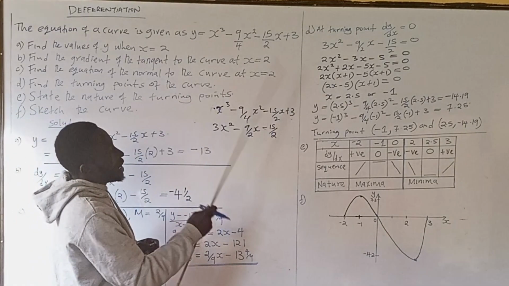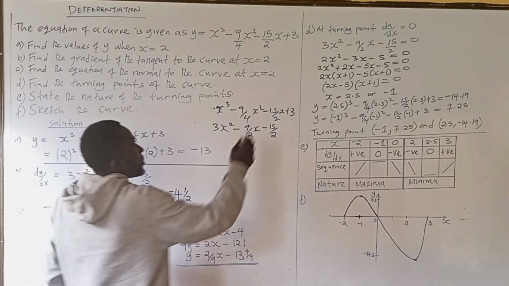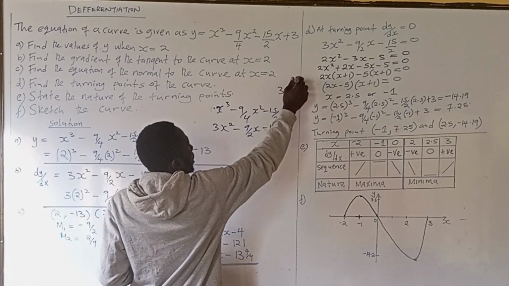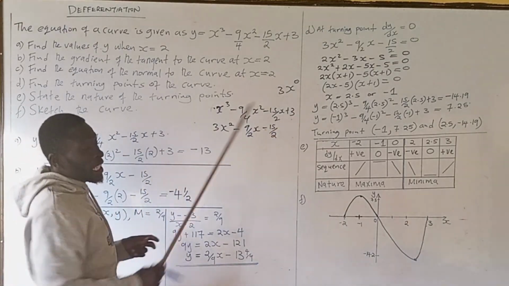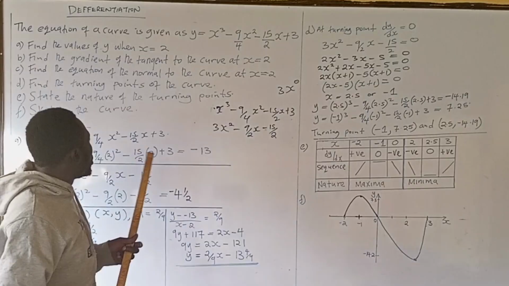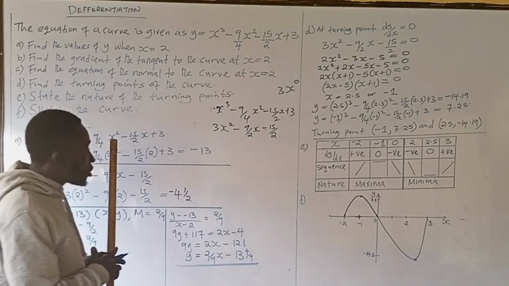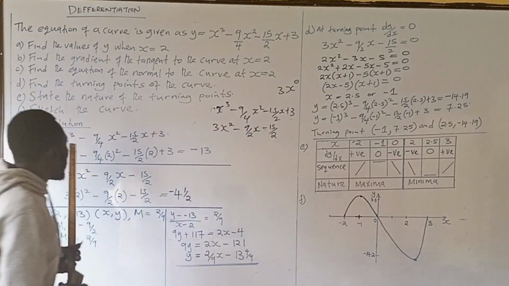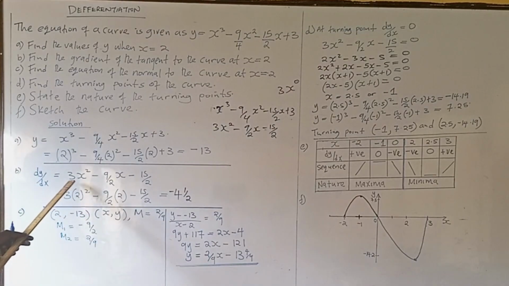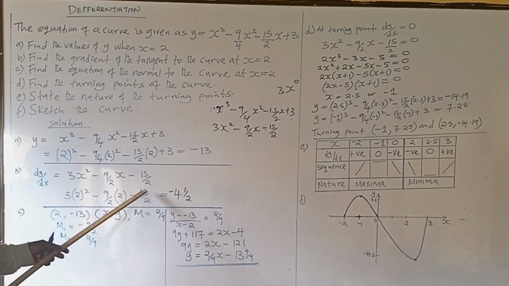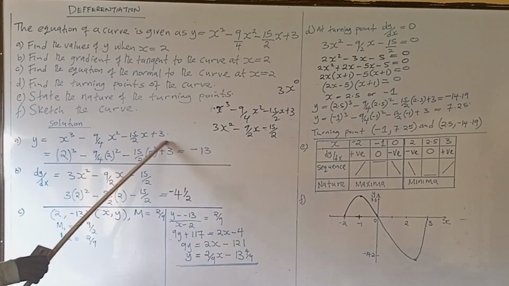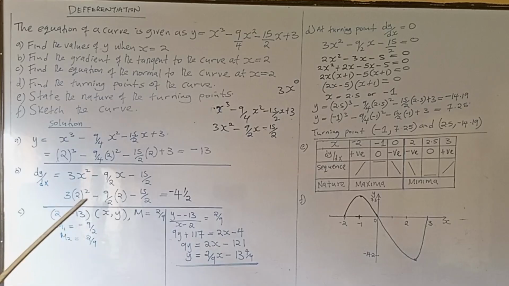The one that does not have a letter, you ignore it because it is the same as 3 times x raised to 0. So 0 times 3 becomes 0. So the one that does not have a letter, you ignore it. So you deal with the one that has a letter. So that our differentiation becomes 3x^2 - 9/2 x - 15/2. We leave the 3 because it doesn't have x. So this is the differentiation. This is the gradient.